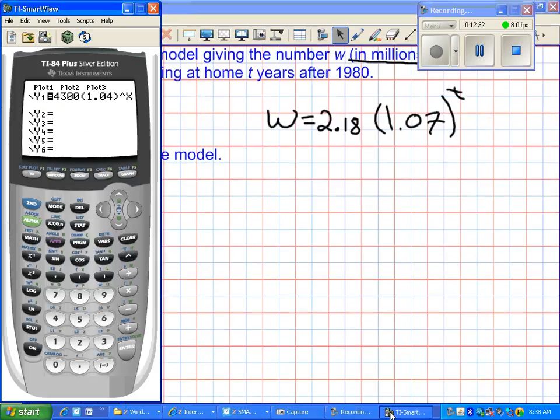I go to y equals. I'm going to plug in 2.18 times 1.07 to the x or t power. I need to change my window. My x's on my graph I had going up to about 40. My y's, I don't need to go anywhere near as high as 15,000. Let's just start with 10. Count that by ones. And so here's what the graph would look like.